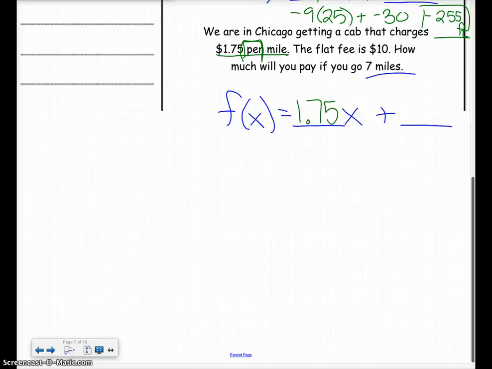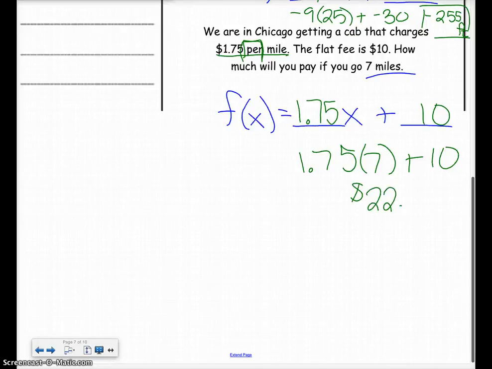$10. Plus 10. And then you have to evaluate. What I'm looking for in your homework today is that you make the actual equation and then you evaluate your equation. 1.75 times 7 plus 10 is $22.25 to go 7 miles.